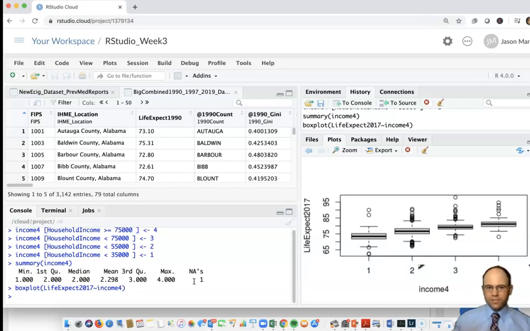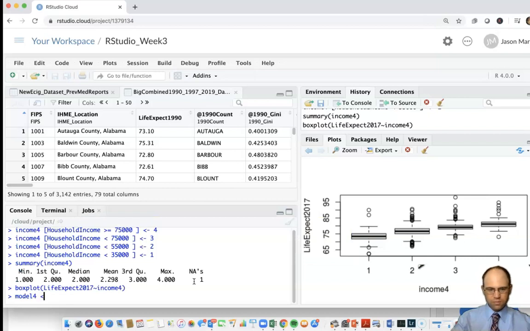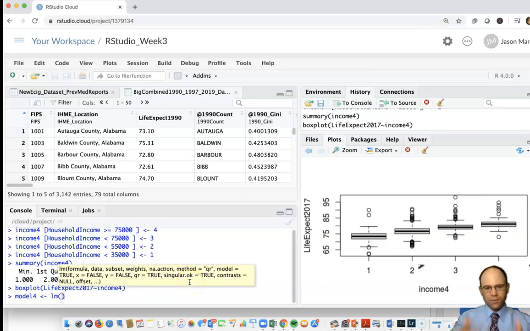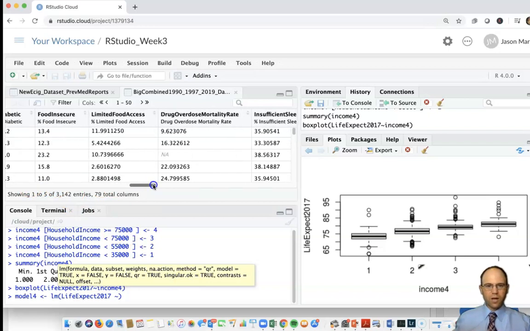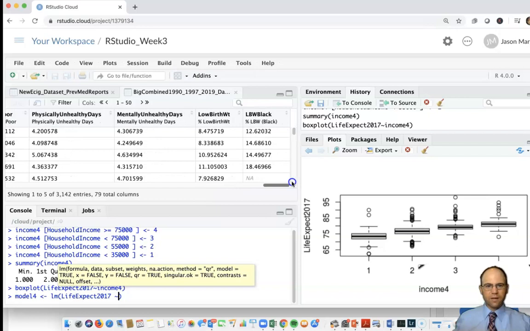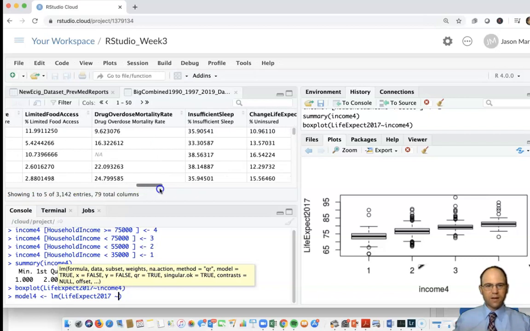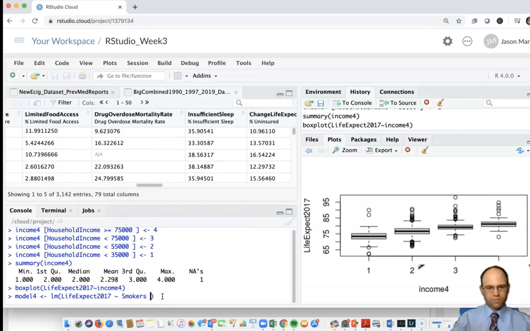All right, now let's do our linear regression. We'll just call it model four, we can call it whatever we want. Model four is assigned with an arrow to linear model, lm, and then what are we trying to predict here? We'll try to predict life expectancy 2017, and then we have to put the squiggly line, and we could add a continuous factor if we want. Earlier we had that food environment index. We've already got income, and we're going to use income as a categorical.